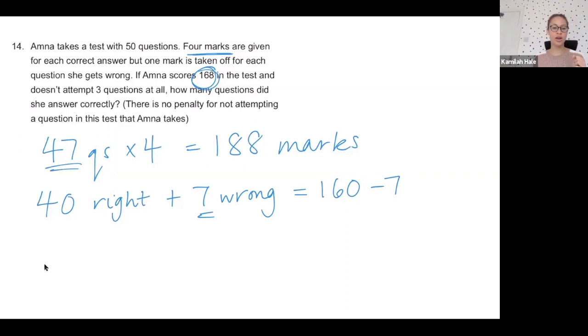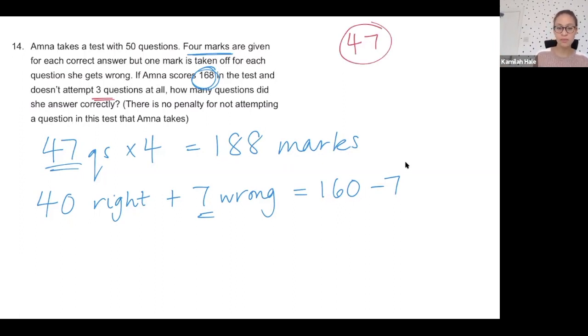Now, could you try out some other numbers between that? For those of you that have got it, you can start working it out, and I'll go over it in case you're confused. So the question said she gets 4 marks for each correct answer, but 1 mark is taken off for each question she gets wrong. She didn't attempt 3 of the questions, but she doesn't lose any marks for not attempting those questions. So basically, she only did 47 questions. Those are the only ones that count in this question.